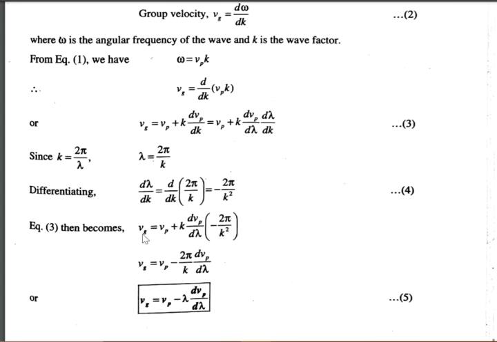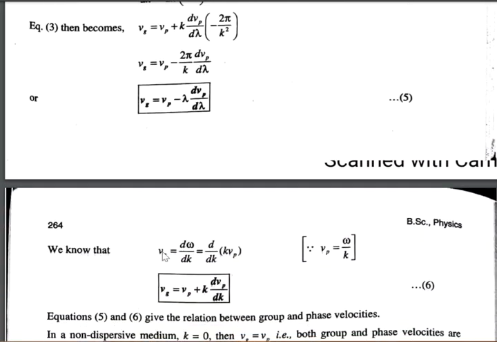Now let us substitute for dλ by dk in equation 3. We get Vg equals Vp plus k into dVp by dλ into dλ by dk, which is minus 2π by k square. So after simplifying, we get Vg is equal to Vp minus λ into dVp by dλ. We know that Vg is dω by dk, which is d by dk of k Vp. So Vg is equal to Vp plus k into dVp by dk.